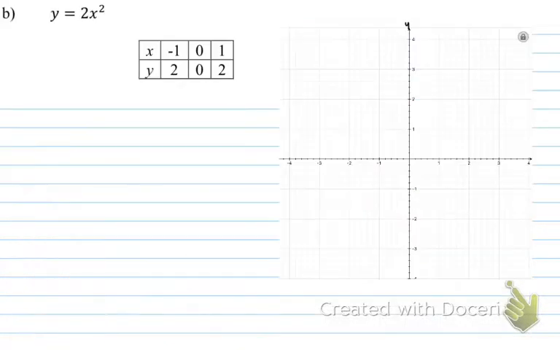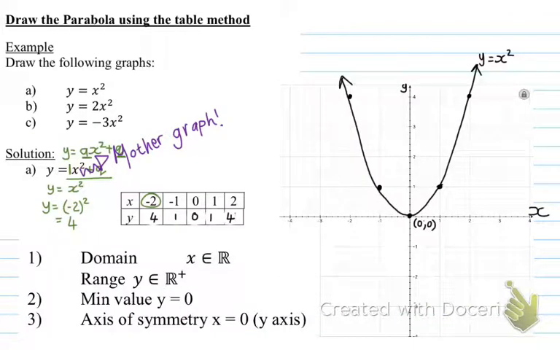Okay, so that's the mother graph. Now I'm going to teach you about domain and range. First we are learning about domain. Domain is also a new thing for you, so please listen carefully.